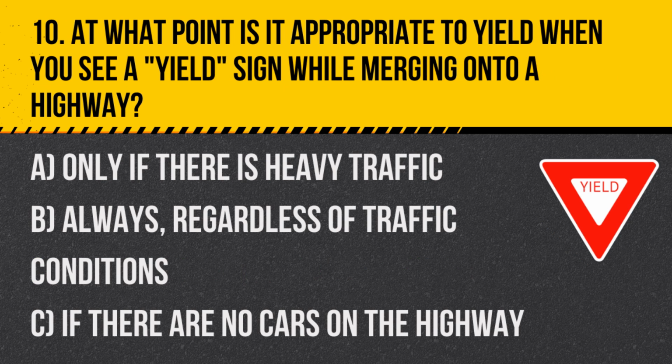Question 10. At what point is it appropriate to yield when you see a yield sign while merging onto a highway? A. Only if there is heavy traffic. B. Always, regardless of traffic conditions. C. If there are no cars on the highway. Answer: B. Always, regardless of traffic conditions. Yielding means giving the right of way to traffic on the highway.